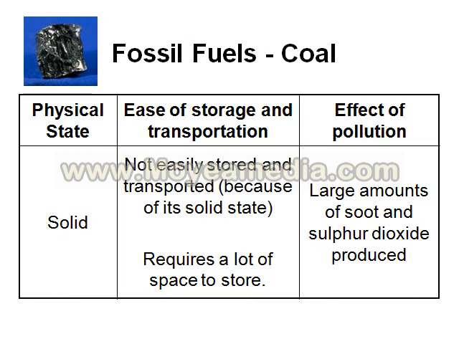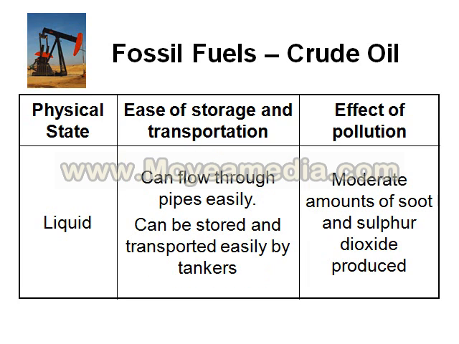The first type of fossil fuel is coal, physically solid in state and not easily stored and transported because of its solid state, which requires a lot of space to store. Effect of pollution: large amounts of soot and sulfur dioxide are produced from it.